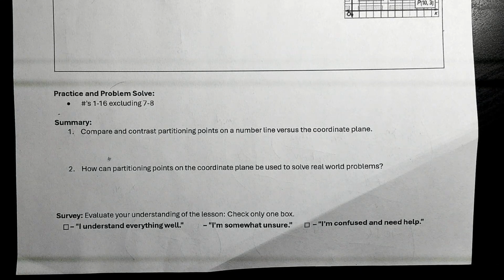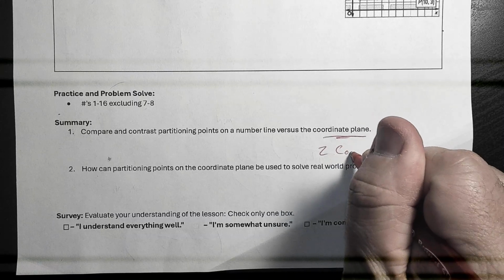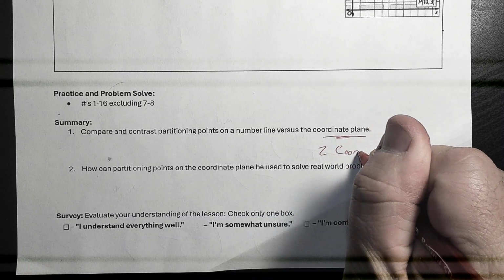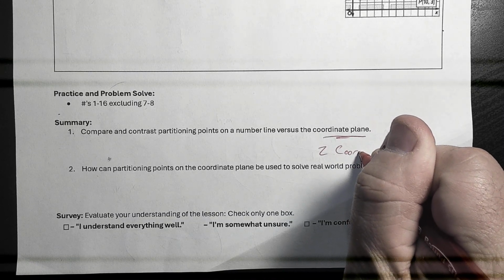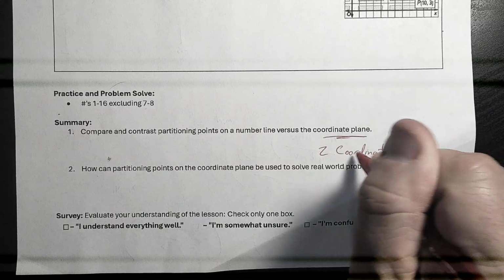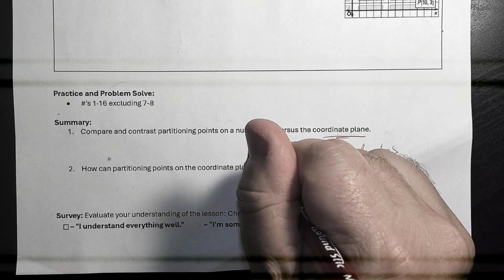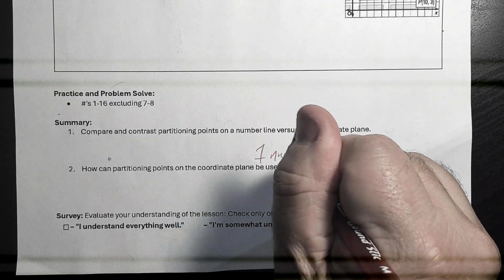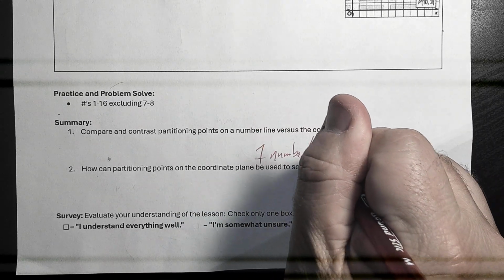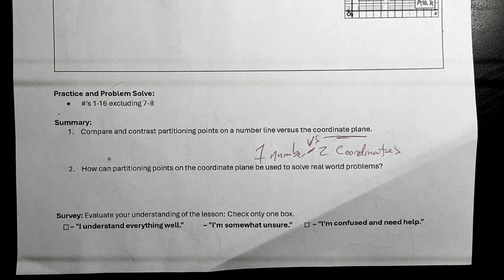So compare and contrast partitioning points on a number line versus the coordinate plane. All right, so coordinate plane, you have coordinates. So you have 2 coordinates, the X and the Y. A number line, you just have 1 number. So it's 1 number versus 2 coordinates.